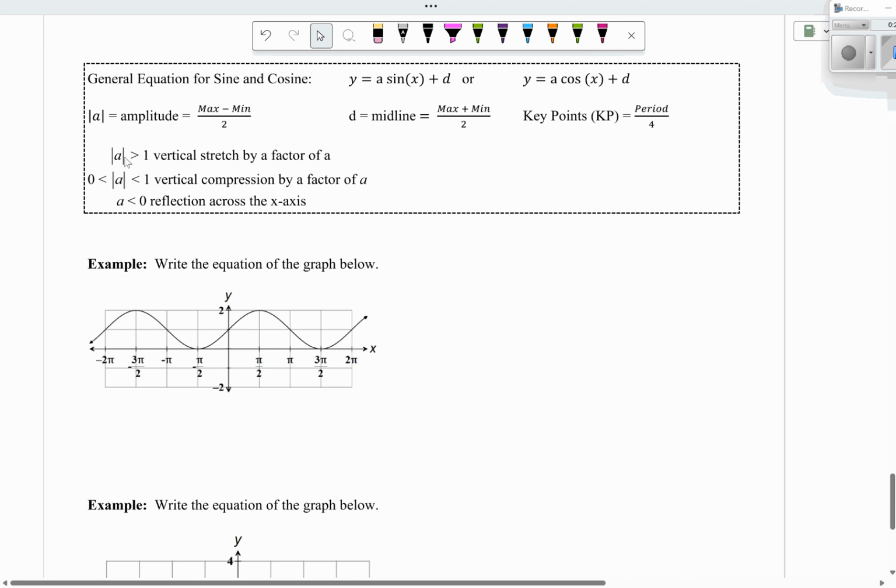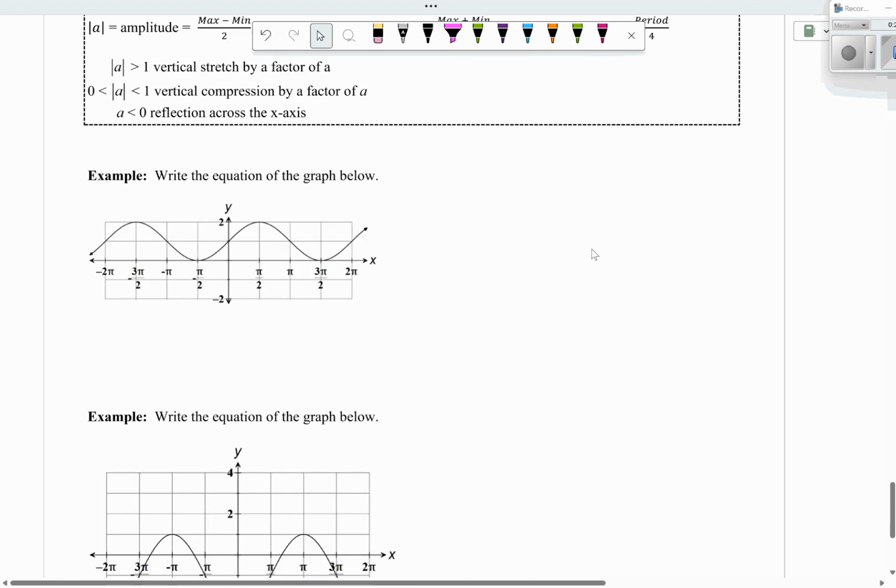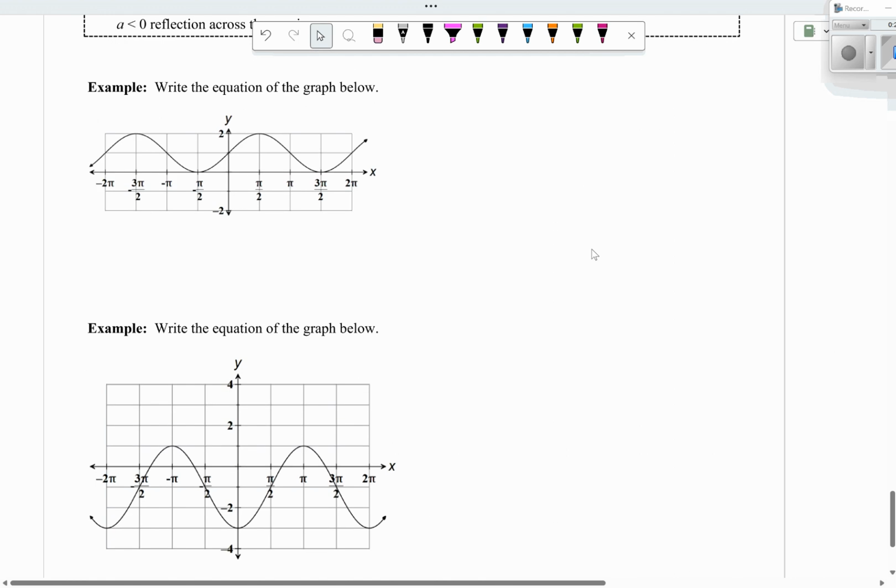And then if A is bigger than 1, it's a vertical stretch. If it's in between 0 and 1, vertical compression. And if A is less than 0, we reflect it. So now we're going to write the equation of the graphs below using the max and min to help us. That's where I always start.